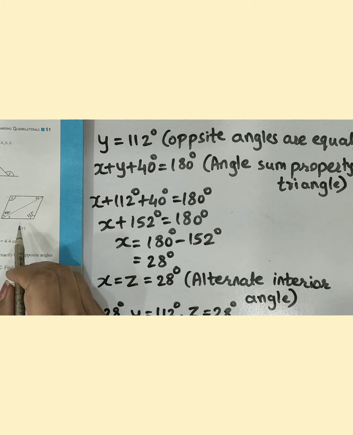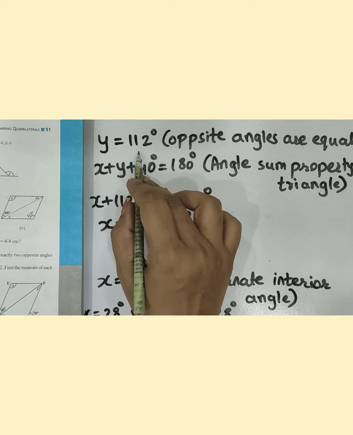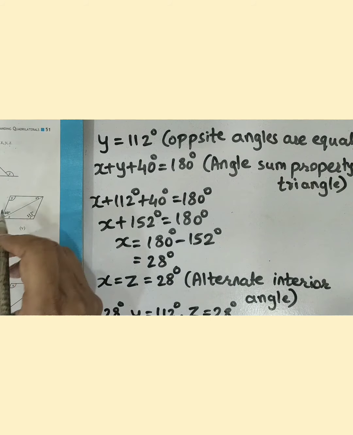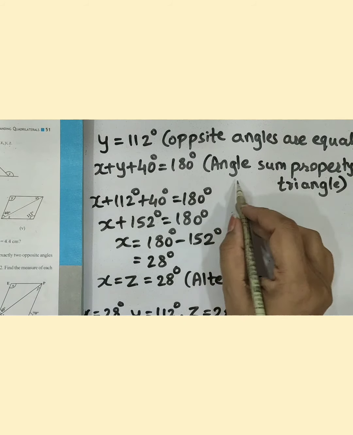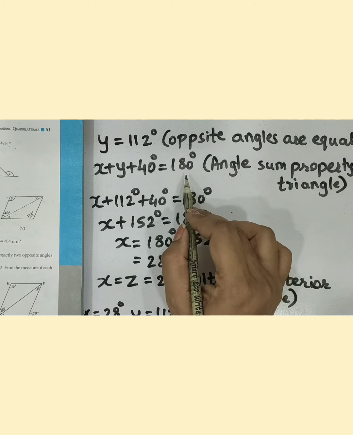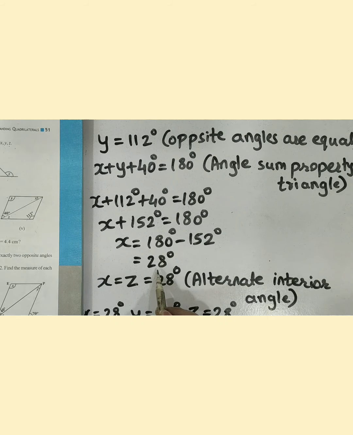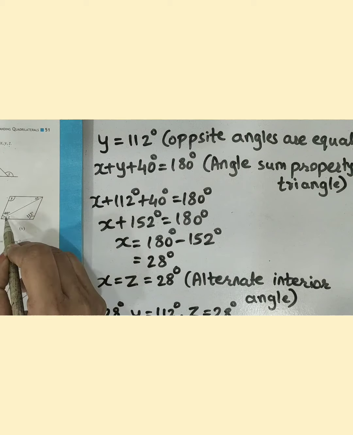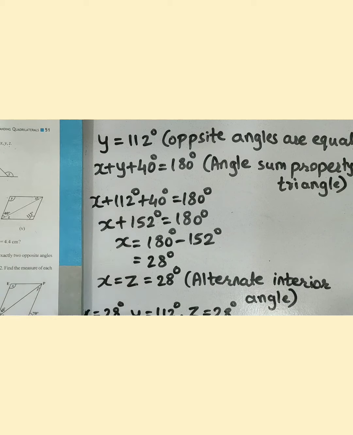Figure number 5. Now in this figure, 112 and y both are opposite angles, so I can write y is equal to 112 as they are equal. Then x, y and 40, they are forming a triangle. So according to the angle sum property, I can write x plus y plus 40 is equal to 180. And now if I put the value of y 112, then x I am going to get 28. Then x and z both are also alternate interior angles, so they both are equal. So I can write x is equal to z is equal to 28.